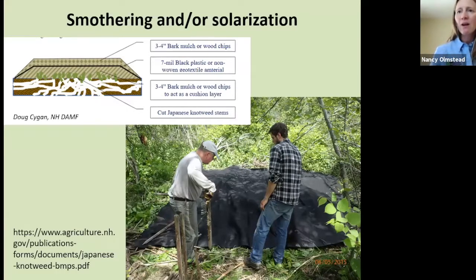But it takes time, depending on the size of the patch and the age of the patch. So if you have a really small patch and it's only been there for a couple of years, you could hopefully get rid of this in a year or 2. If you've got a large patch and it's been there for a long time, this is going to take longer. So that's kind of the smothering method.